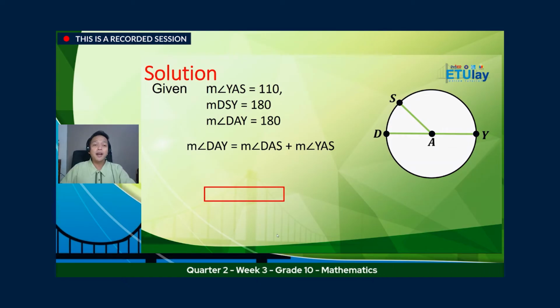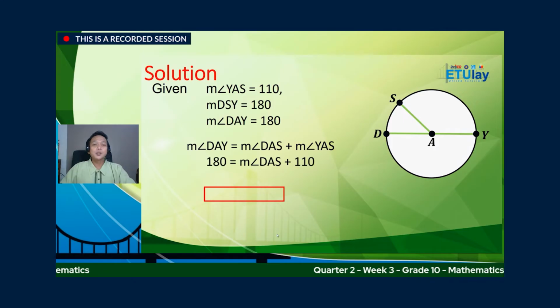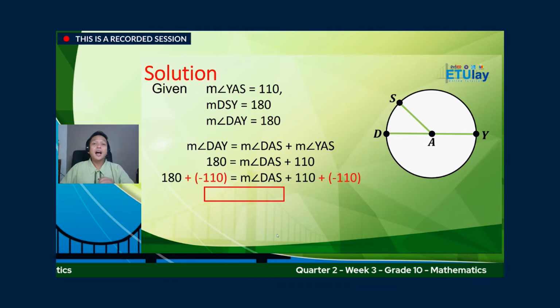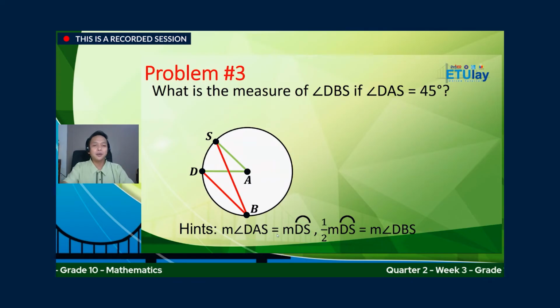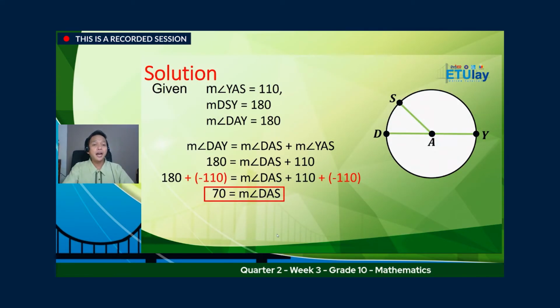and for us to get the measurement of angle DAY, kailangan pagsamahin natin ang measurement ng DAS at ang angle YAS. So we just simply have 180 by substitution is equal to the measurement of angle DAS plus 110. Applying the addition property of equality, wherein whatever added to the left side of the equation must be added as well to the right side of the equation as long as it will not affect the result, we will have now 180 plus the quantity negative 110 is equal to the measurement of angle DAS plus 110 plus the quantity negative 110. Therefore, the answer or the measurement of angle DAS is equal to 70 degrees. Ayan, very good.